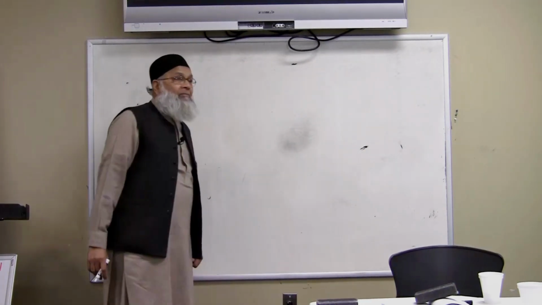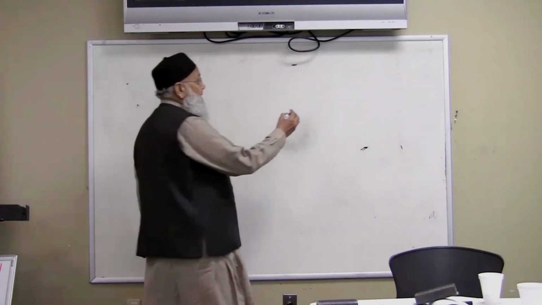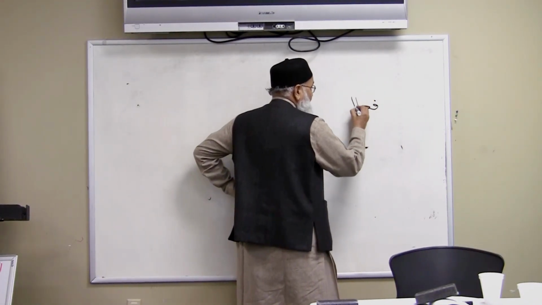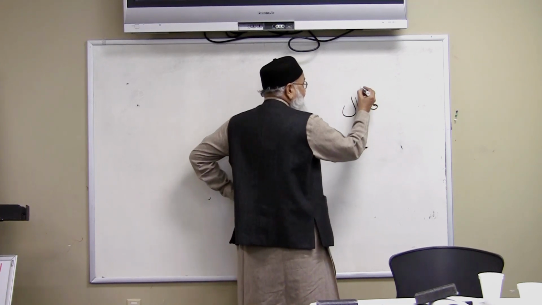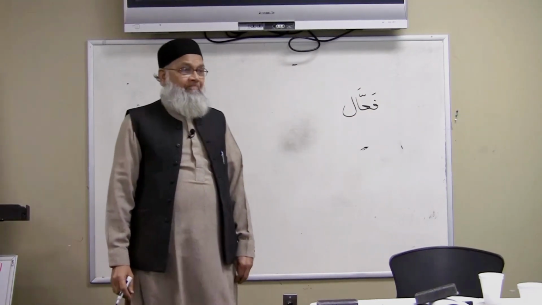Mubalagha again has many shapes, many ways. One shape of Mubalagha is used for professions. That is fa'alun. Fa'al literally means one who works too much. You know, fail and fa'al. One who works too much. But this is used for professions because he is doing that work always.